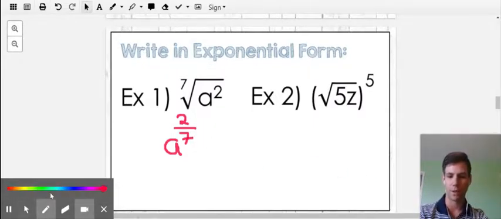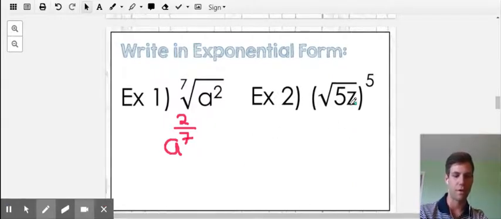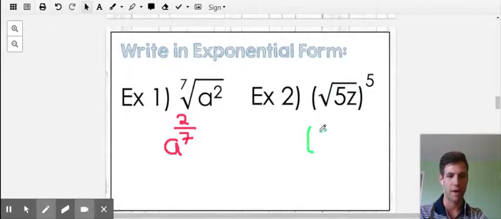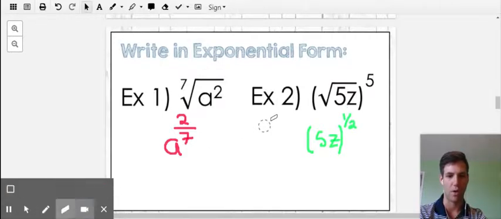Number 2 is a little bit more involved, but our first step, since we have a 5z inside the radical and it's a square root, is that we can put 5z in parentheses instead, and it's being raised to the 1/2 power, and the 5 would go on the top.